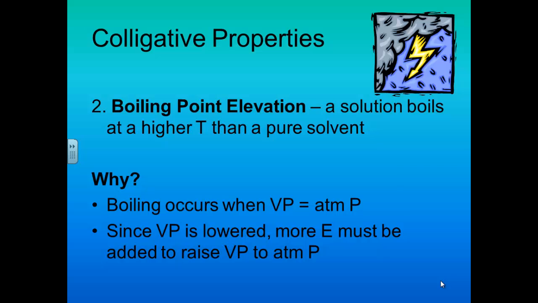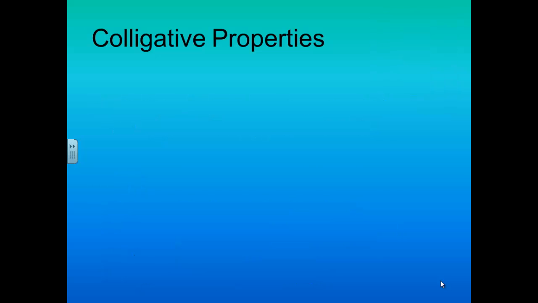We already know that a solution is going to have a lower vapor pressure than the pure solvent. So if the vapor pressure is even lower to begin with, you need more energy to raise the vapor pressure up to atmospheric pressure. And again, this property is proportional to the number of particles you have in the solution. The more particles you have dissolved, the lower the vapor pressure will be, the bigger the difference between vapor pressure and atmospheric pressure. So you'll need more energy to get those two to be equal. This idea brings up an interesting example.